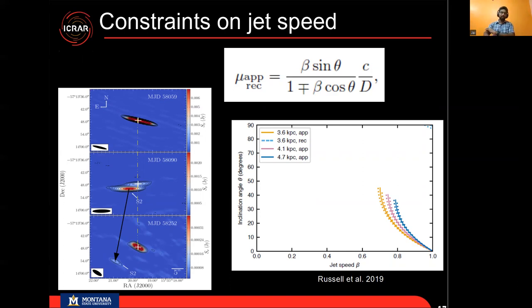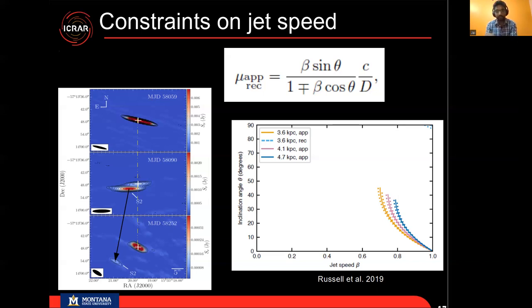So using our distance constraint, Russell et al. constrained the speed of this plasma blob, and they also calculated the most probable magnetic field that they can detect for this particular emission.